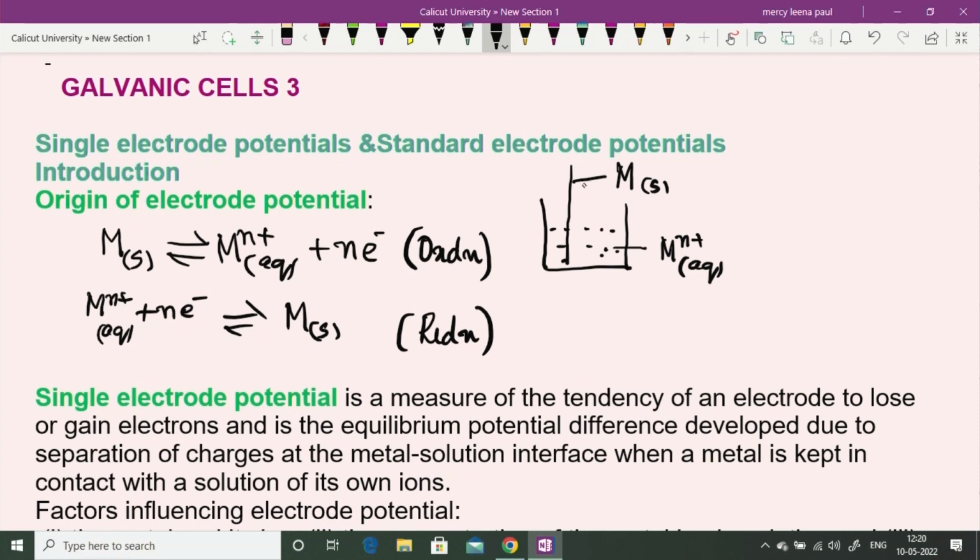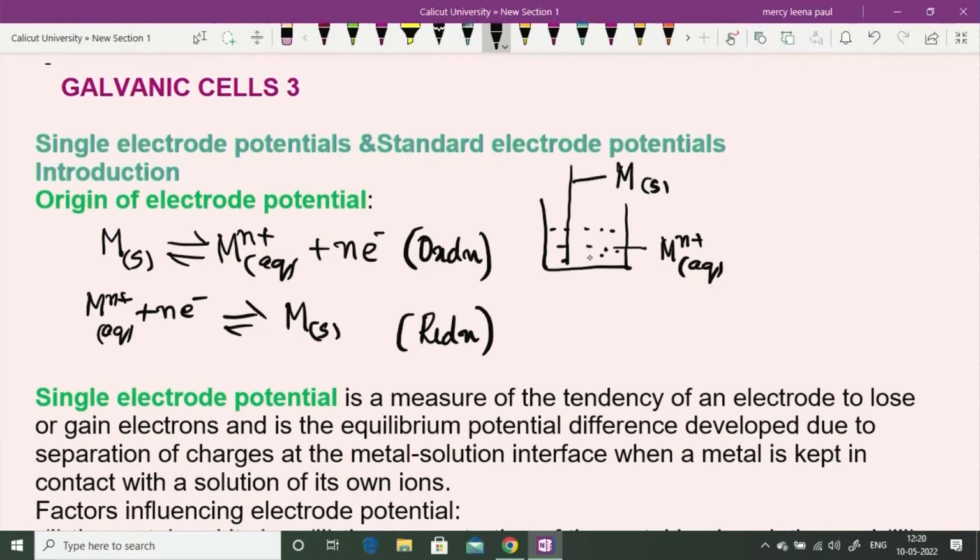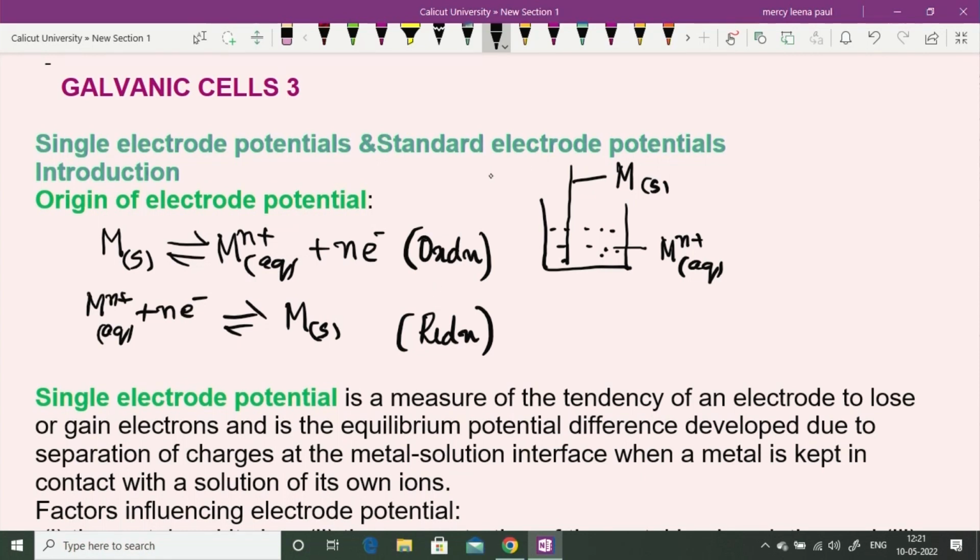Now, let us consider the case here. The metal is going into solution as Mn plus, and Mn plus ions get deposited on the metal. So, there are chances for two reactions to take place, and finally there will be some metal ions which have originated from the metal into the solution and some metal ions which are deposited. Now, when we consider these two separately, in the first case the metal is getting converted into metal ions, and there will be accumulation of electrons, electron accumulation.